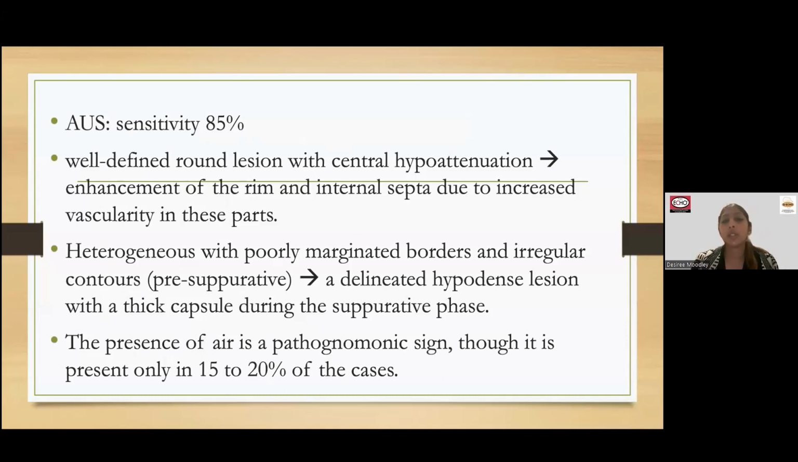Initially it starts off as a well-defined round lesion. You've got central hypoattenuation with enhancement of the rim and internal septa, and that's because there's increased vascularity there. Then as it progresses to the presuppurative part, it becomes heterogeneous. The borders become poorly marginated, with irregular contours. And then as it becomes suppurative, you get a delineated hypodense lesion with a thick capsule. If you see air, it's very helpful, but it's only present in 15 to 20% of cases.